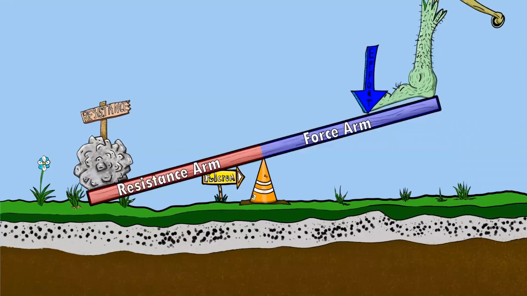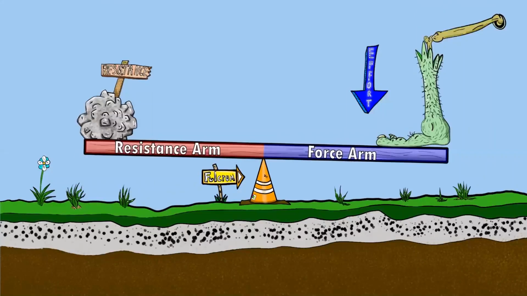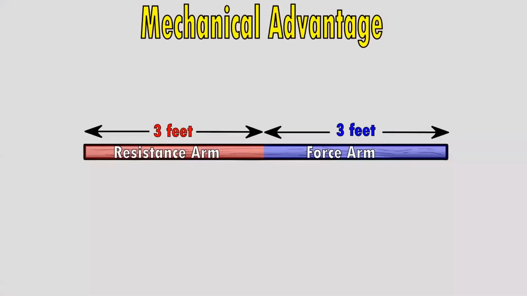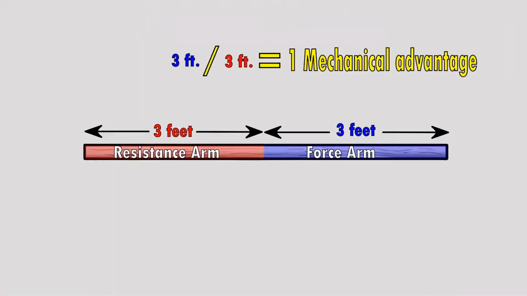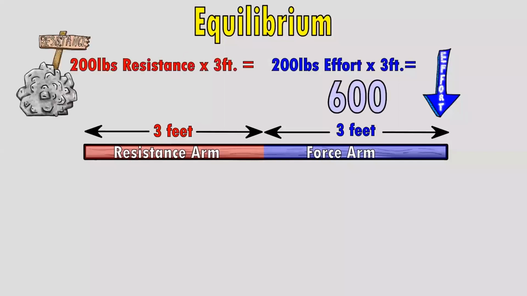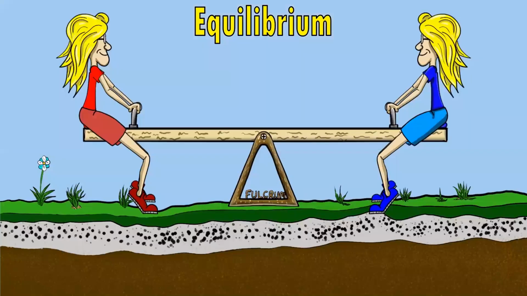Now, the main function of a lever is to gain a mechanical advantage in moving an object or gaining force. Mathematically, the mechanical advantage is determined by dividing the force arm by the resistance arm. An equilibrium is achieved by effort times force arm equals resistance times resistance arm. So if the resistance and effort are the same weight and same distance from the fulcrum, nothing will move. We'll be stuck in a stalemate, like 2 twins sitting on a seesaw.